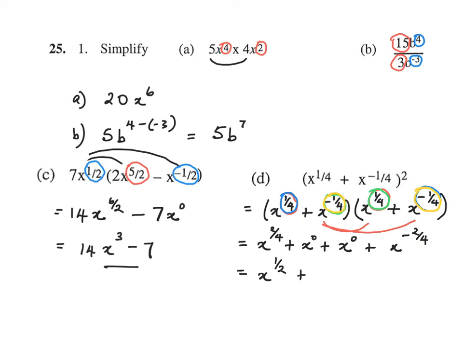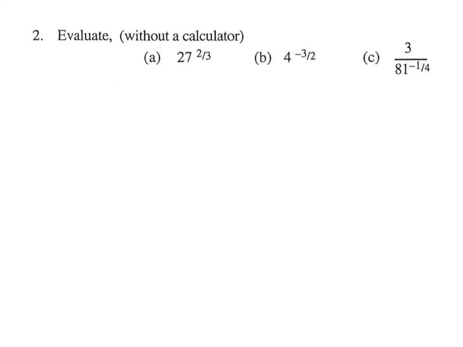X to the power of 0 is 1. And then 2 over 4 is 1/2, so we've got minus 1/2 here. Final answer is x to the power of 1/2 plus 2 plus x to the power of minus 1/2. Without a calculator, that can be quite tricky, but it's useful to be able to do them.